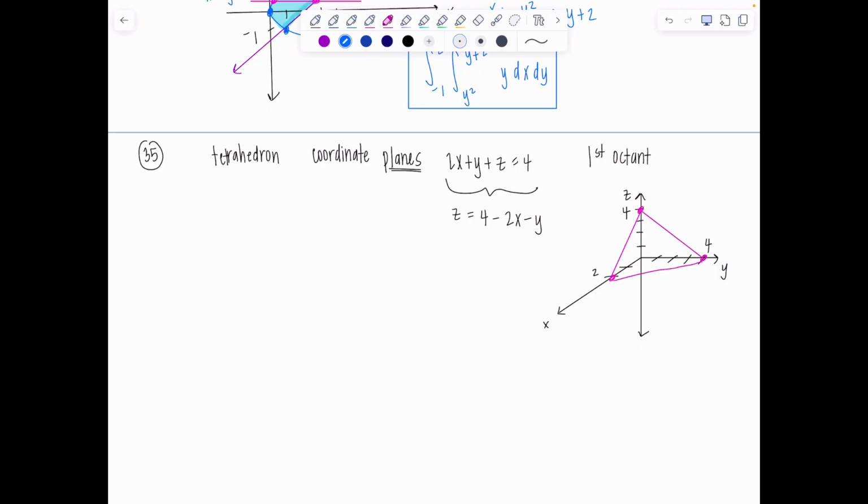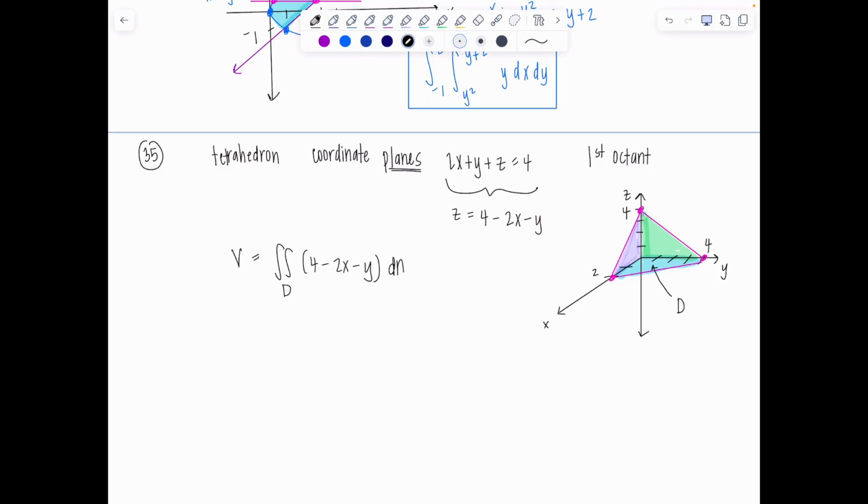And then the tetrahedron is basically, here's the base in the xy plane. And then the coordinate planes also determine the rest of the sides. So this is a side, and then that's like the back part. And then the actual, this plane is one of the faces at an angle, okay? So what we're gonna do is integrate to find the volume. It's gonna be double integral over D, where D is that blue triangular region. That's the base. And then the height is given by the plane's equation, 4 minus 2x minus y.